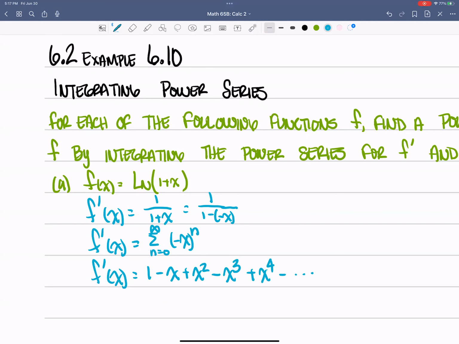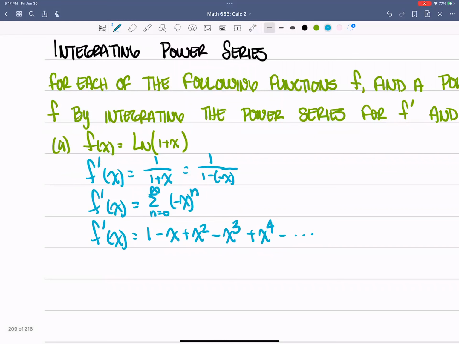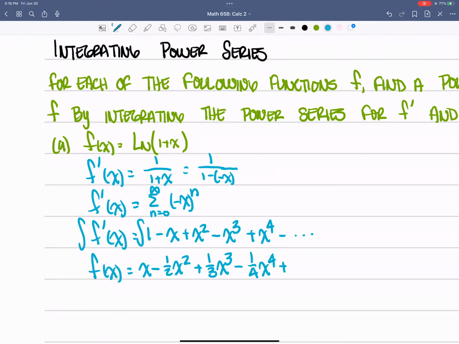But now that we do that, our original question was f of x, not f prime of x. So let's take the integral. So this is going to be f of x. And now the integral of 1 is going to be x, minus the integral of x is going to be 1 over 2 x squared, plus the integral of x squared is going to be 1 over 3 x cubed, minus 1 over 4 x to the fourth, plus 1 over 5 x to the fifth, plus infinity.